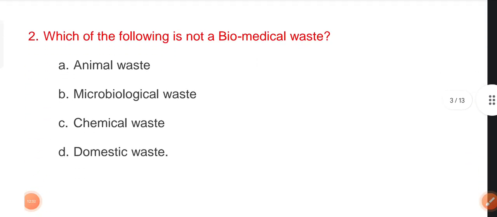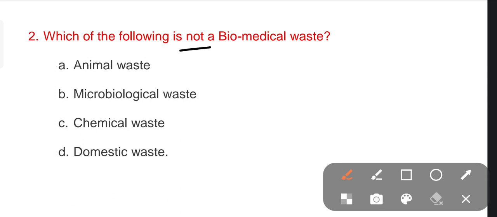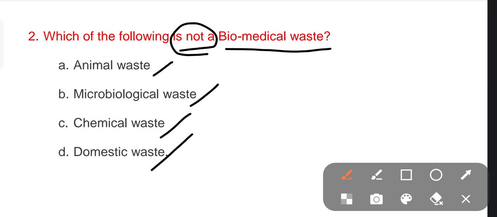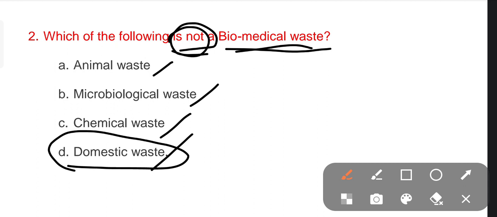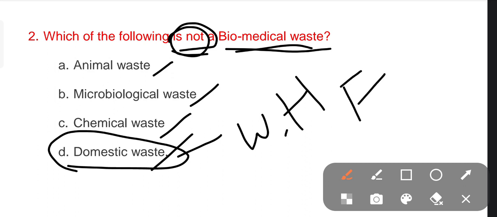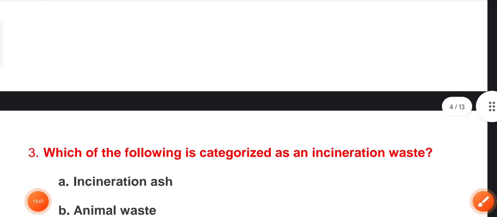The next question is, which of the following is not a biomedical waste? Options are animal waste, microbiological waste, chemical waste, and domestic waste. Here I am asking which is not a biomedical waste. The correct option is option D, that is domestic waste. Domestic waste is nothing but wastage from the home, that is food and vegetables. These all come under domestic wastage.